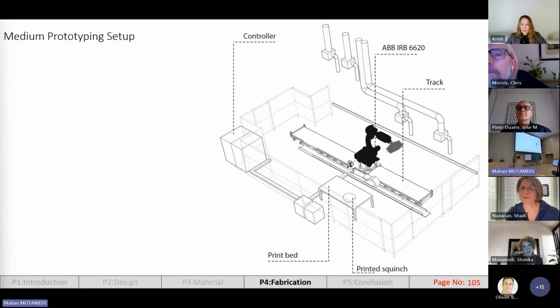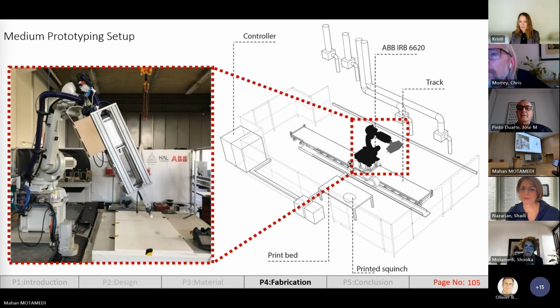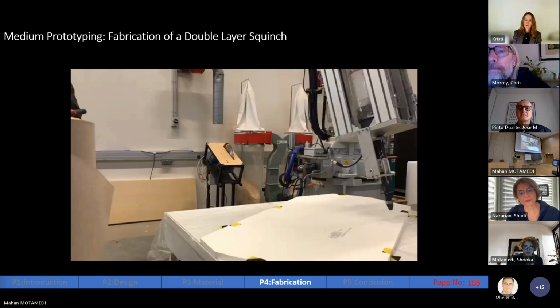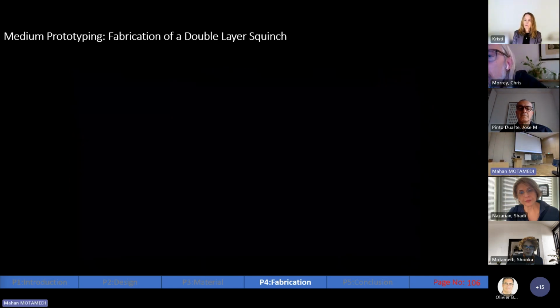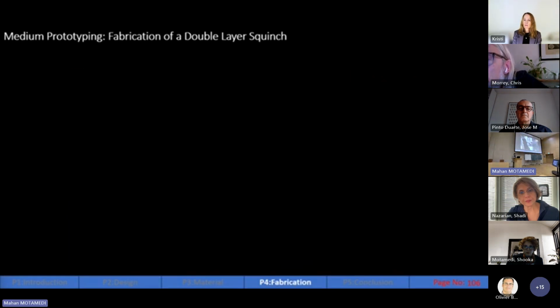The second prototyping setup is the medium setup, in which we have a large-scale robot, ABB IRB 6620, installed on a track, giving us 7-axis freedom for printing. And as an end effector, we had the custom-made extruder head, a reservoir type, meaning that we put the material inside the extruder, and the material is pushed by a pneumatic jack inside the clay extruder fabricated by West Company. And the first prototype we attempted using this setup is a double-layer squinch.